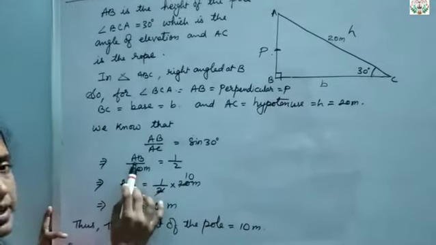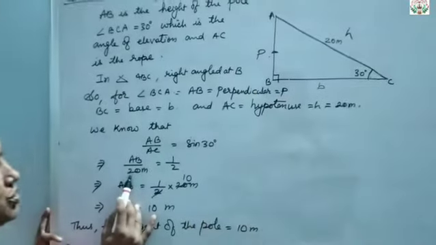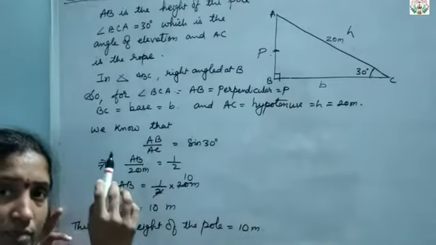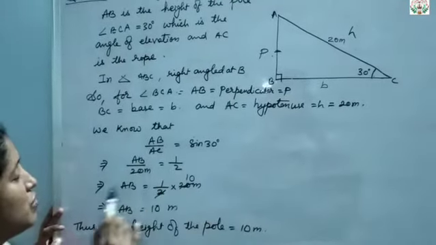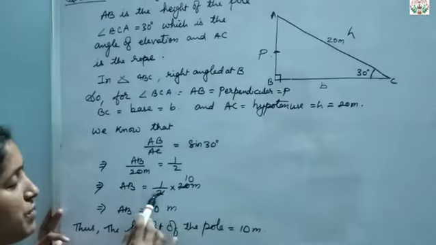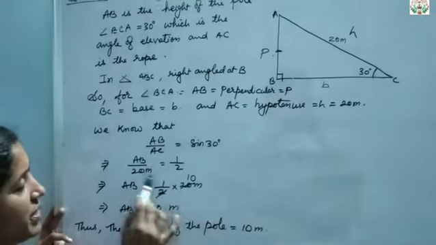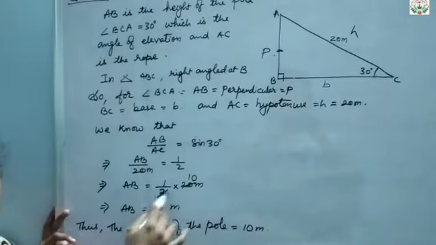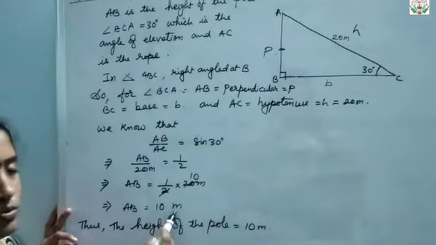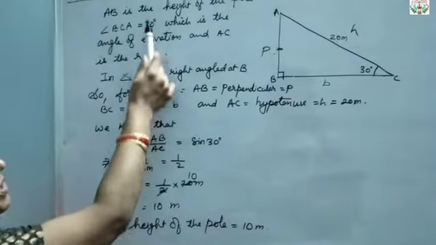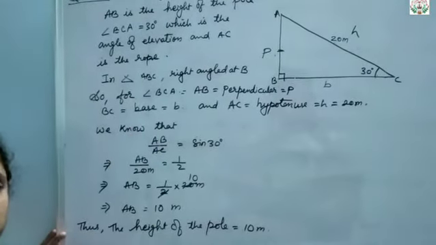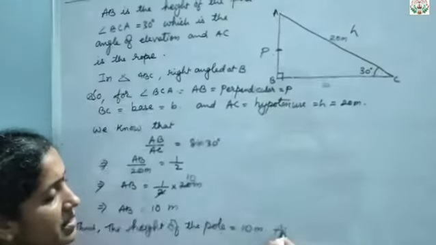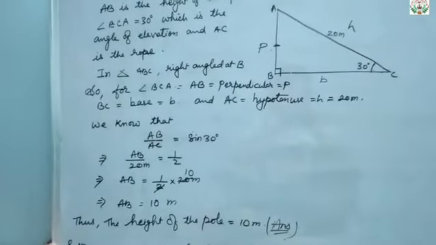Now AC value is given to us, that is 20 meter. So AB equals sine 30 value from the table, you know that it is half, so it is 1 upon 2. Cross multiply and simplify, you will get 1 upon 2 into 20, so that is 20 meter. Now cancel 2 times 20. So AB equals 10 meter. AB is the height of the pole, which is what we are supposed to find. So thus the height of the pole is 10 meter. This is the answer. First one's answer you got.